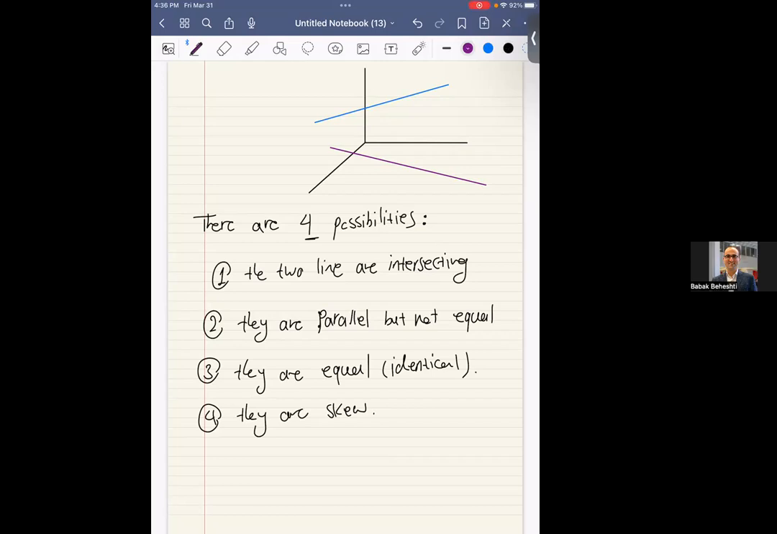So let me give you one example of each of these possibilities. For example, the line x-axis and y-axis. Imagine x-axis and y-axis. They intersect at one point. What is the point of intersection? So this is for the first case.